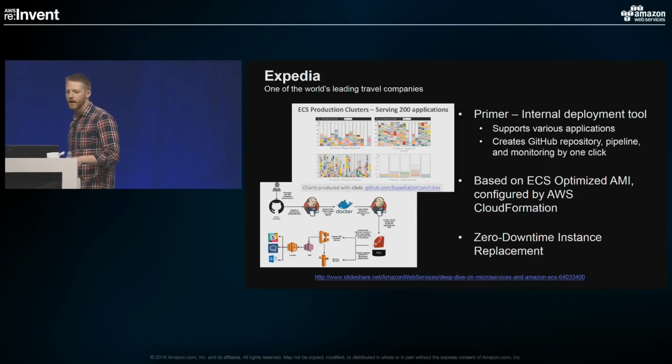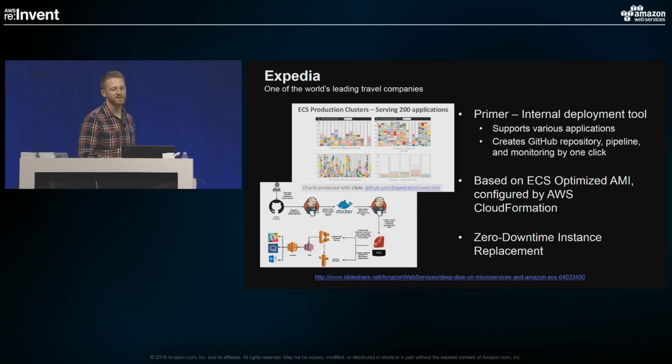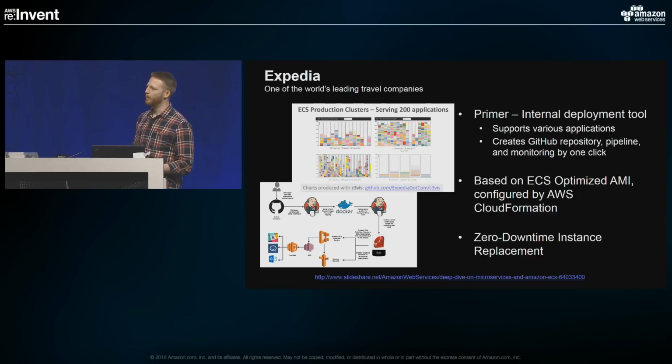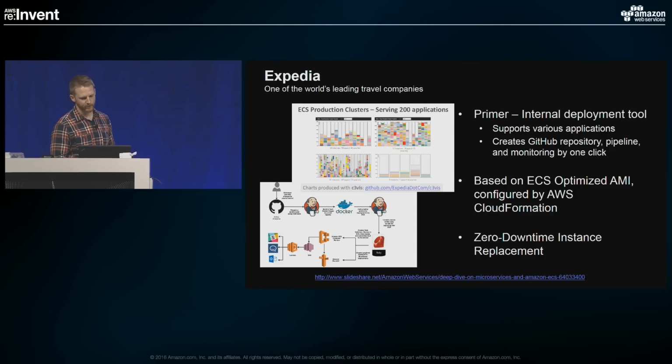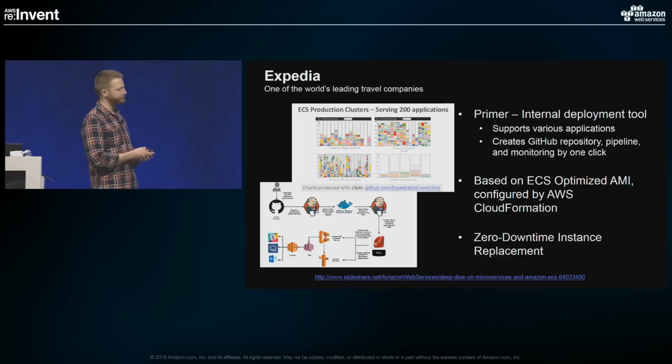So a couple of case studies. First of all is Expedia. They run a tool called Primer, which is their internal deployment platform on top of ECS. And this platform supports like 200 different microservices and internal applications across a couple different ECS clusters that scale in response to their performance needs. So they've built a continuous integration platform that allows them to deploy directly to ECS very quickly across a bunch of different teams. I probably won't dive too deeply into this. If you want to learn more about how Expedia uses ECS, they spoke about their infrastructure and their continuous deployment pipeline at re:Invent last year, so you can definitely find that on YouTube.